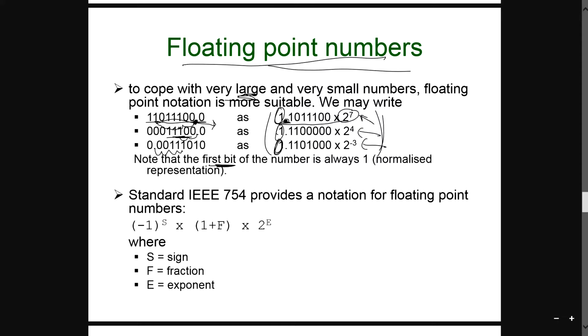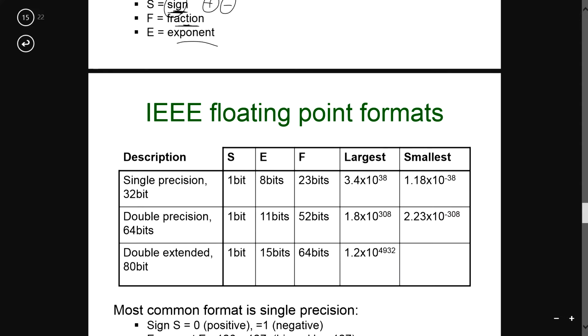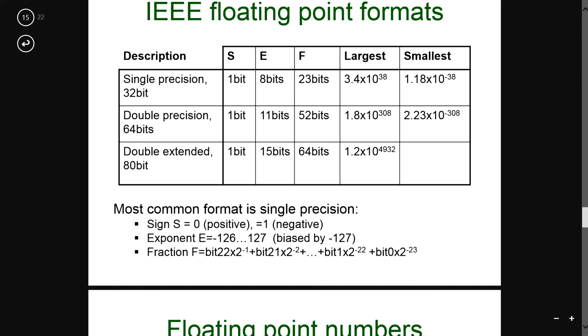And if you go further, you look at this thing, -1 to the S. S signifies the sign, which is plus or minus, fraction F, and exponent, I think is E. But anyway, let's continue and see how it goes. The sign S is equal to 0 if it's positive, if it's equal to 1 then it's negative. The exponent is from negative 126 to 127, for a 32-bit system, I think.